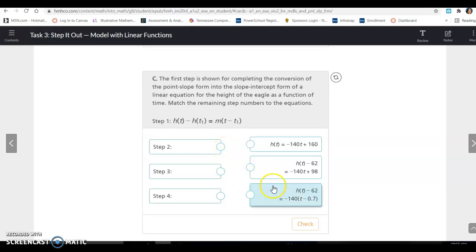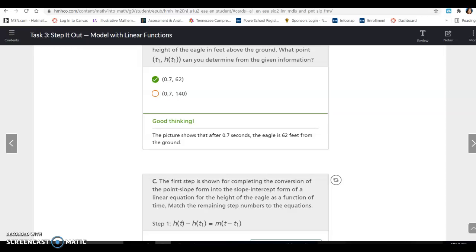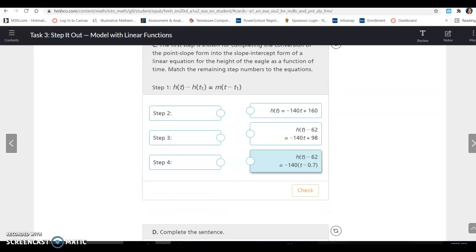Step 2 would be to take the 62 and the 0.7. That's the point that we had from above. X is 0.7, 62 is the y, and you can see that the y goes first. That's why the 62 is here. So that matches with that equation.